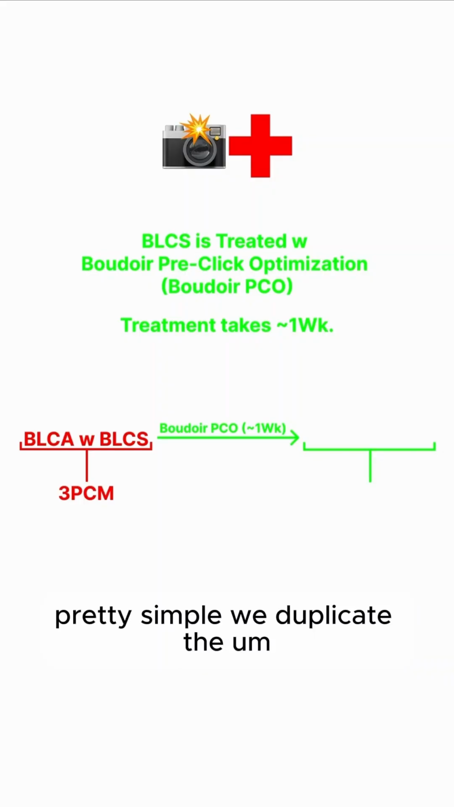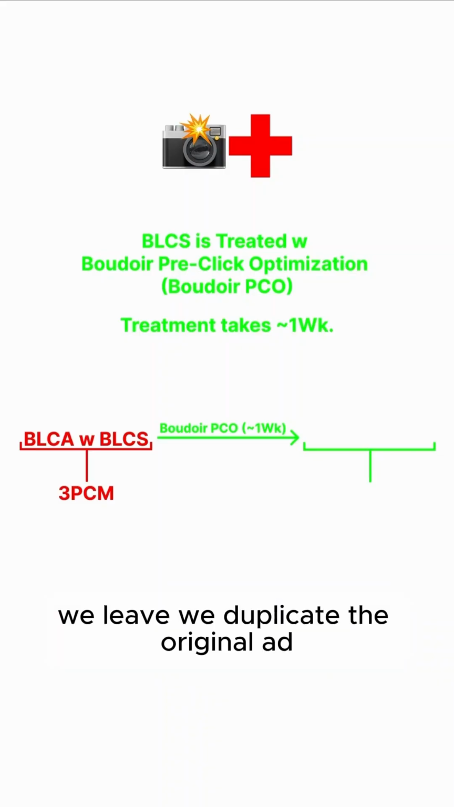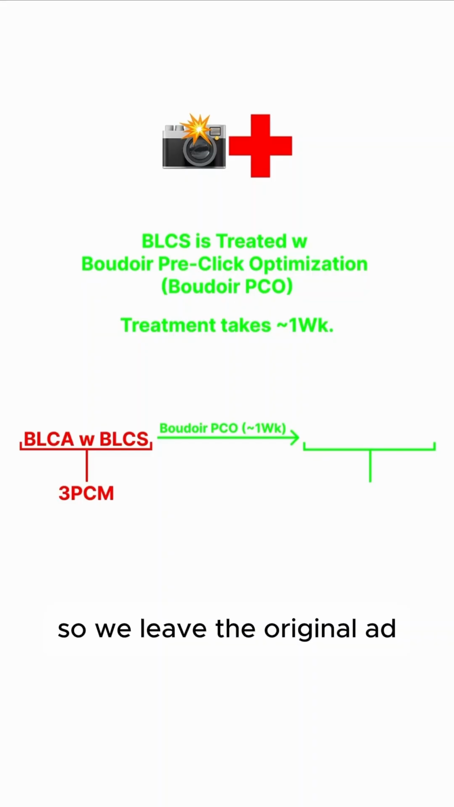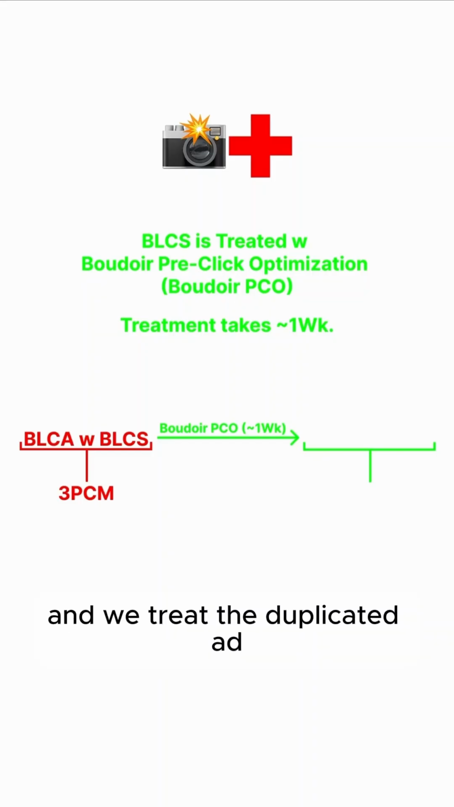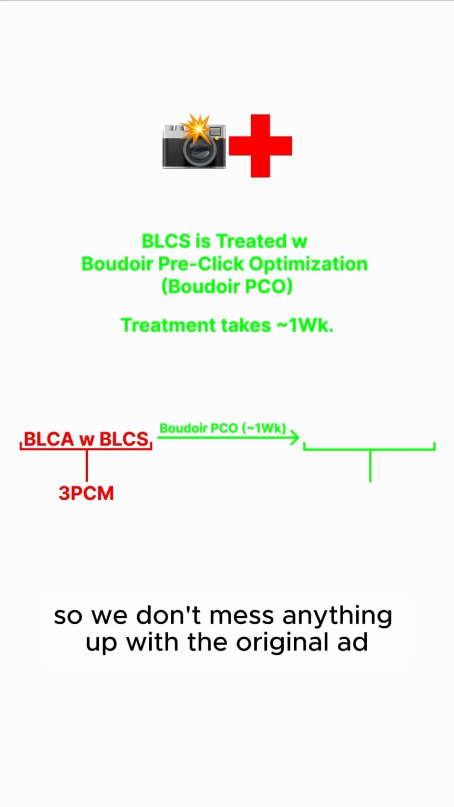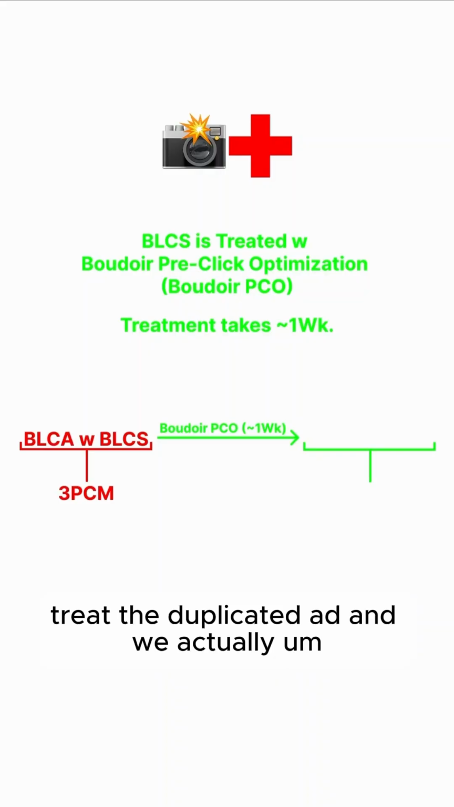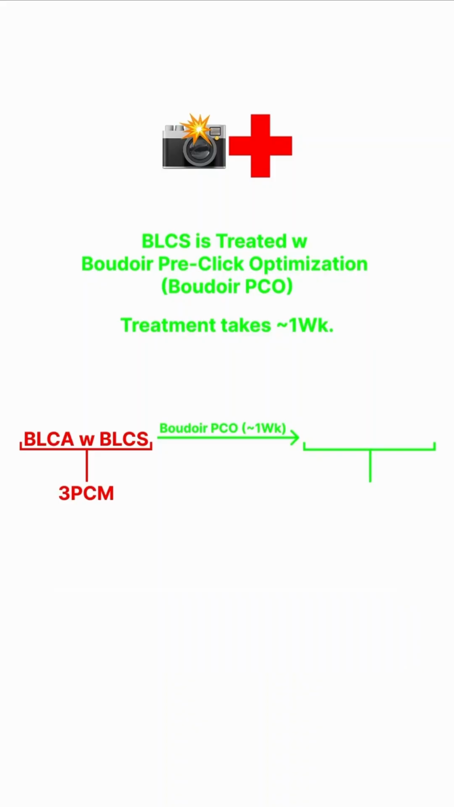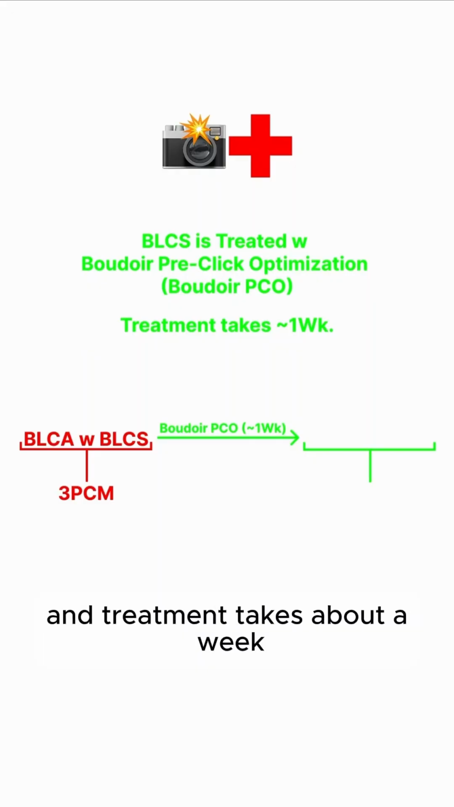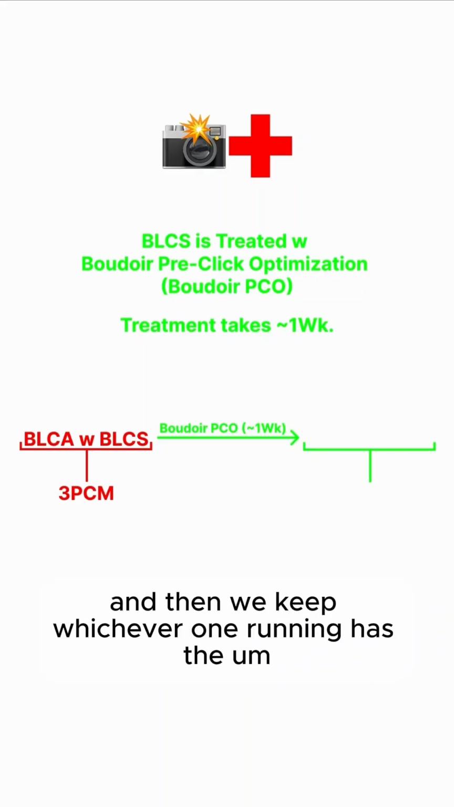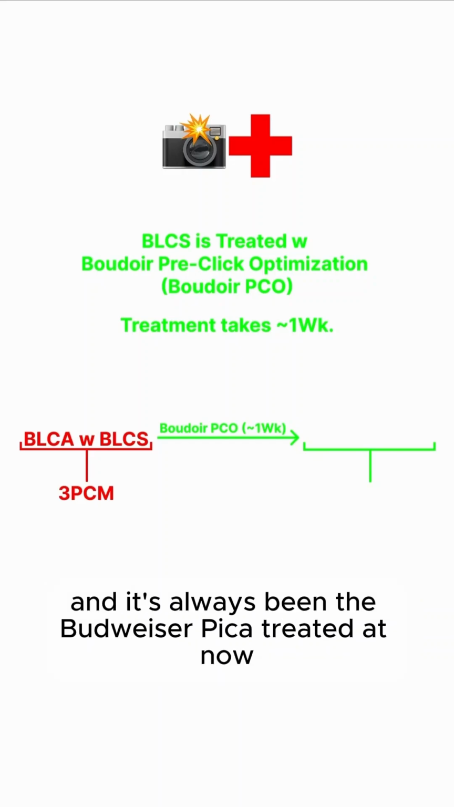Pretty simple. We duplicate the original ad, so we leave the original ad and we treat the duplicated ad. So we don't mess anything up with the original ad. Treatment takes about a week, and then we keep whichever one running has the best metrics, and it's always been the Boudoir Pico treated ad.